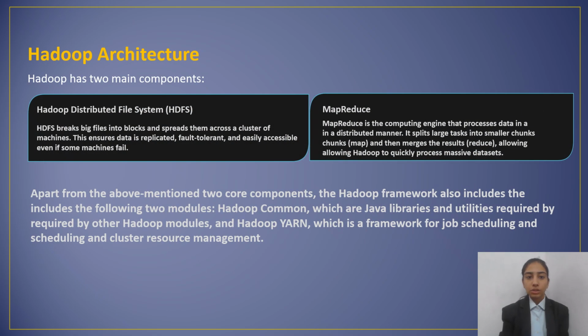Hadoop architecture. Hadoop architecture has two main components: HDFS, which means Hadoop Distributed File System, which breaks large files into small blocks and stores them across different machines in a cluster. Even if one machine fails, the data stays safe because Hadoop keeps multiple copies of it. Second one is MapReduce. This is the processing engine of Hadoop. It divides big tasks into smaller parts, processes them in parallel, and then combines the results to produce the final output.